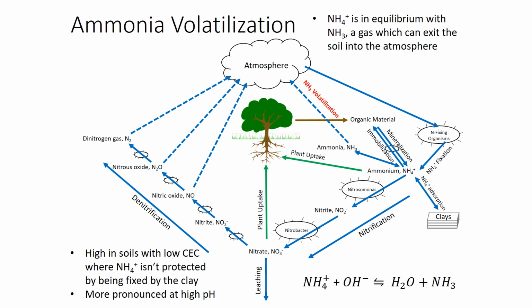And volatilization occurs when we have soils, particularly with a low CEC, but it can happen in any soils. But it's more pronounced at a high pH and at high temperatures. So pH is over 7.3, and the warmer the temperature, the more likely it is to occur. And it's this reaction here. So they have ammonium and hydroxides, which goes through this reversible reaction to water and ammonia. And this ammonia is a gas, and so if this reaction occurs and it goes to the right, then the ammonia can off-gas to the atmosphere.